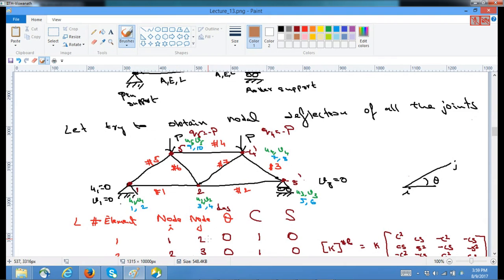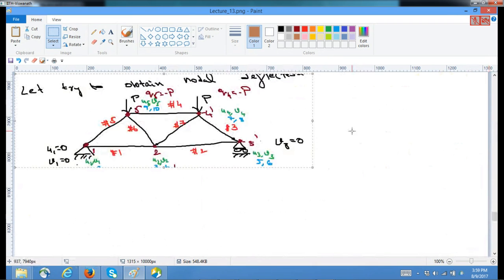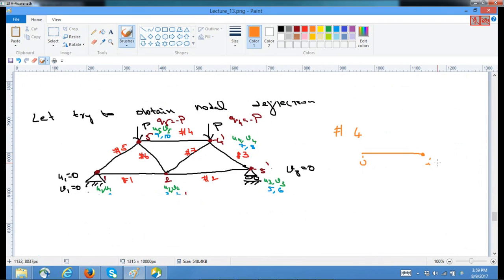Okay, so you want to see what is the theta. Let me just copy this picture and I will try to explain how I got my thetas. For the fourth element, this is I and this is J. I is to J. So my theta is this one. So this is 180 degrees.